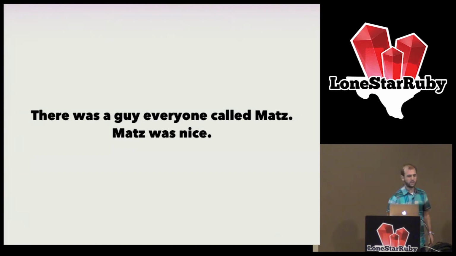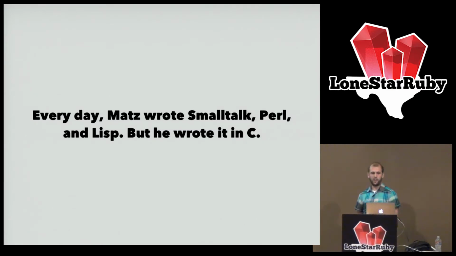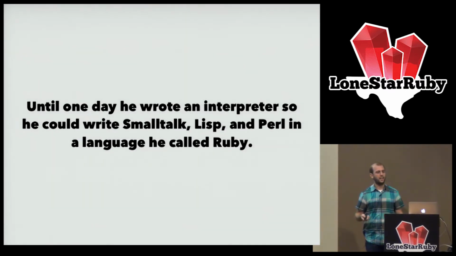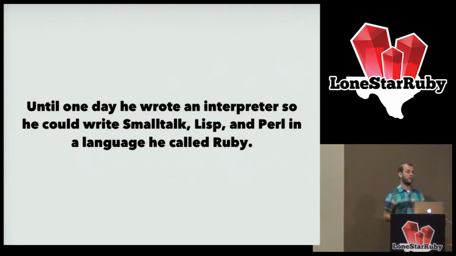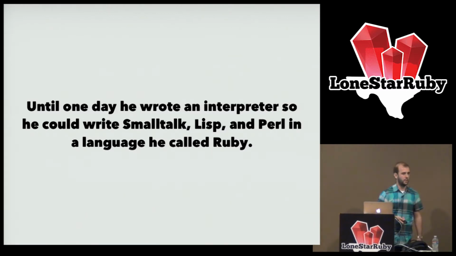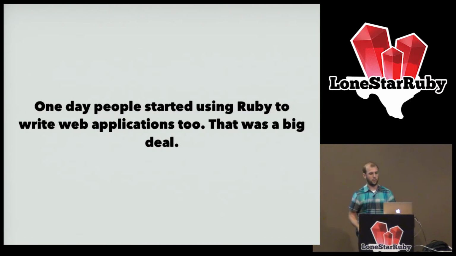But first, a story. Once upon a time, there was a guy named Mats, and Mats was nice. Every day, Mats would write lists, Smalltalk, and Perl, but he wrote it using C. Until one day, he sat down and wrote an interpreter so that he could write Smalltalk, Lisp, and Perl, and he called that interpreter, and the language he had created, Ruby. Every day, more and more people used Ruby to write Smalltalk, Lisp, and Perl.